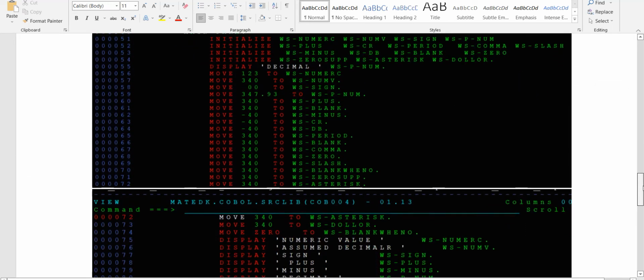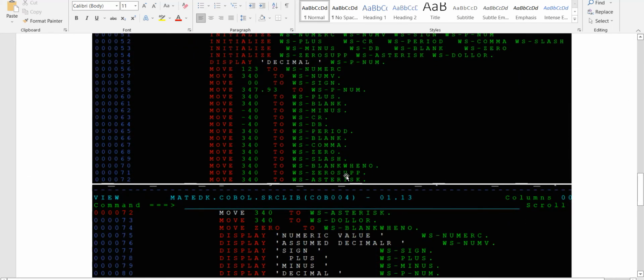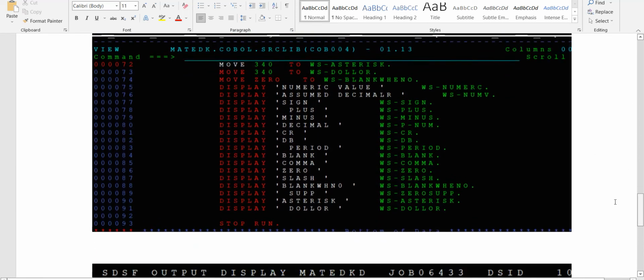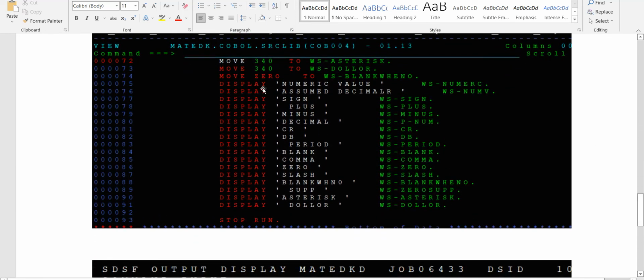so here I'm moving some values to these. Okay, 123 340 00 and all. So here I have displayed, for example, display numeric value assumed decimal, sign plus, this is the scaling position one, CR DB, period, blank, comma, all these I have moved the value and am displaying.